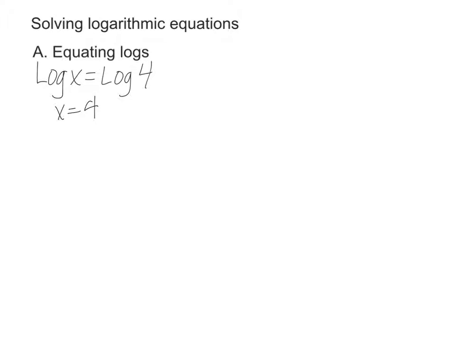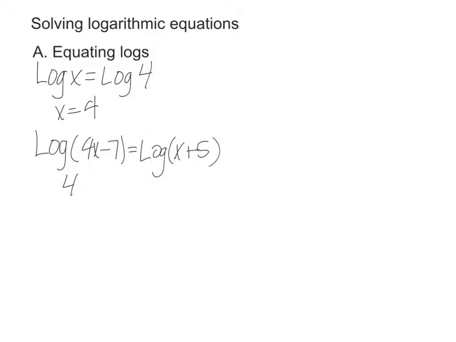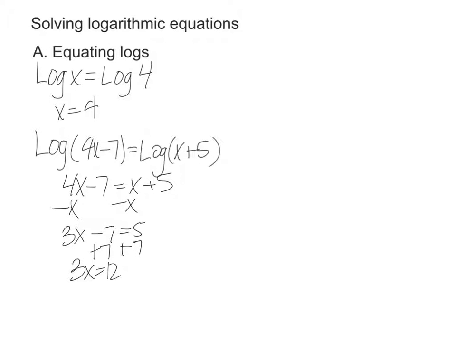So we're using that idea when we have something a little more complicated. The log of 4x minus 7 equals the log of x plus 5. Now they have to have the same base. These are both log base 10. So because I have the same base, log and log, what's inside, the 4x minus 7, has to equal x plus 5. So 4x minus 7 equals x plus 5, and minus x. So 3x minus 7 equals 5. Add 7. 3x equals 12. So x equals 4.